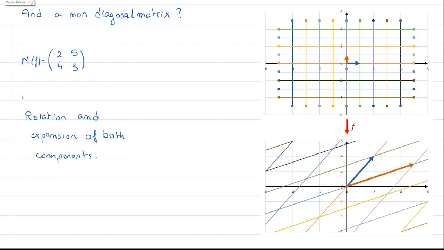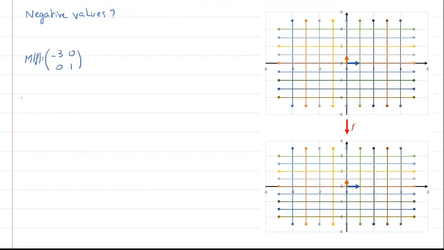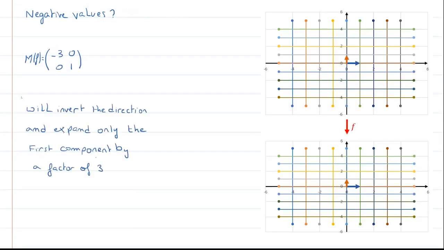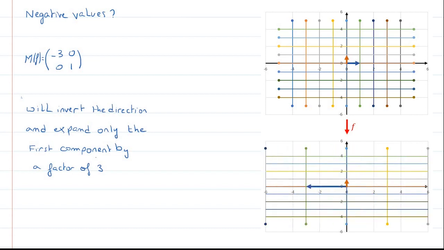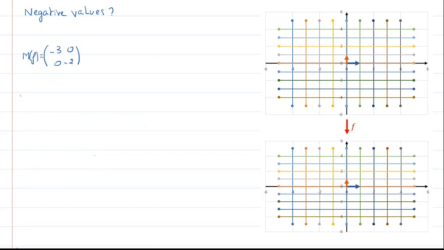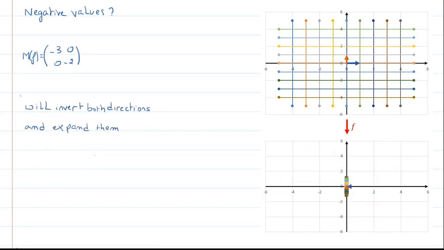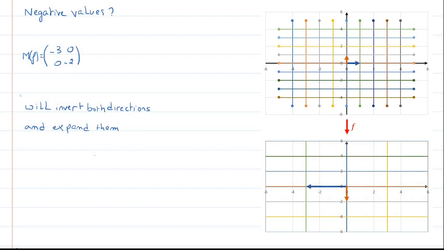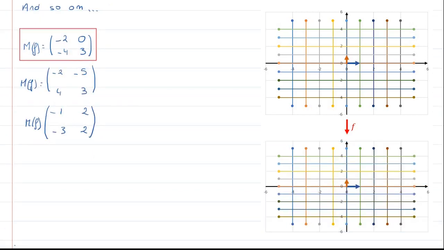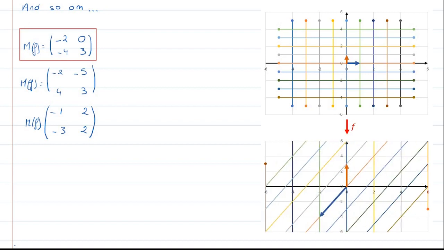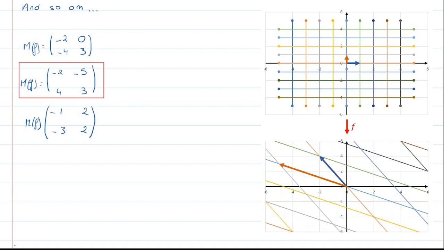Now, what will happen if we have negative values? The matrix minus 3, 0, 0, 1 will invert the direction and expand only the first component by a factor of 3, while the matrix minus 3, 0, 0, minus 2 will invert both directions and expand them as well, and so on. Minus 2, 0, minus 4, 3, minus 2, minus 5, 4, 3, minus 1, 2, minus 3, 2.